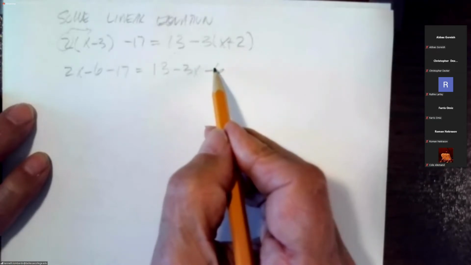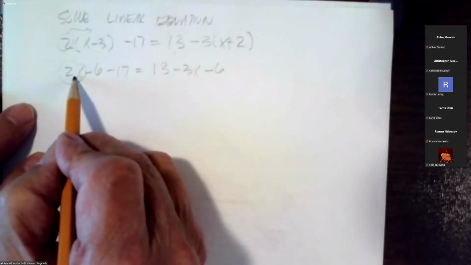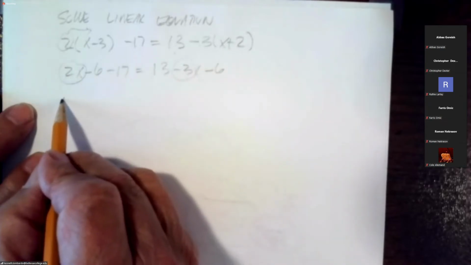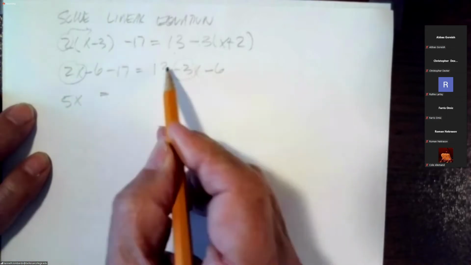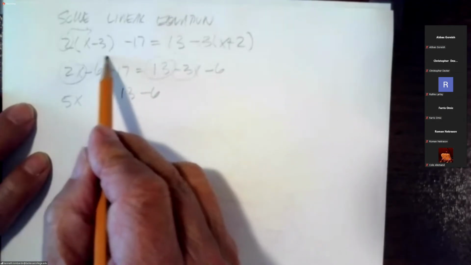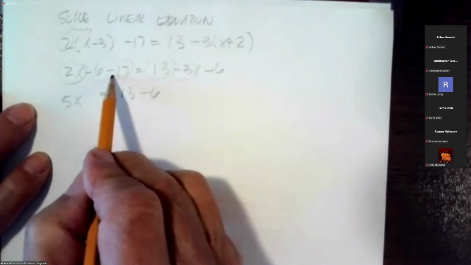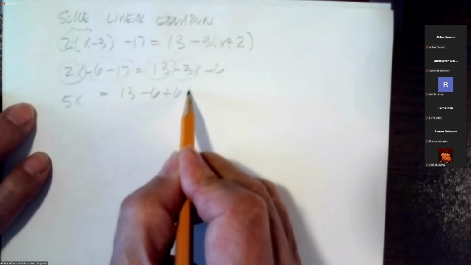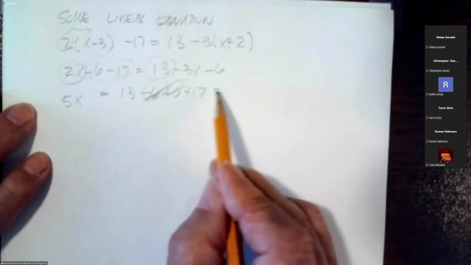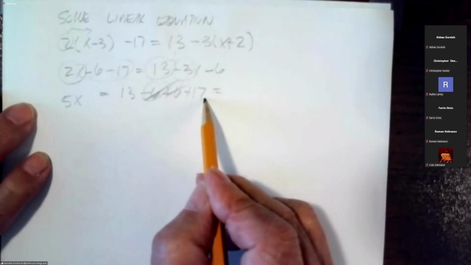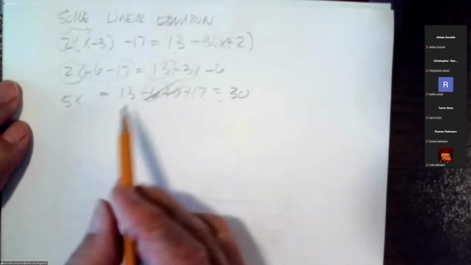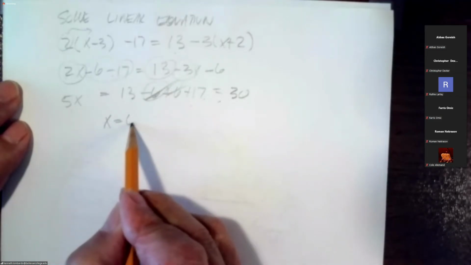Now we want to gather terms. So we'll gather our x's. We have 2x and add 3x to each side. I get 2x and 3x, that's 5x equals, on the right side, 13 minus 6. On the left side, I've got both negatives, so I'll add those to each side, plus 6 plus 17. Plus and minus 6, those are going to cancel, aren't they? 17 and 13, 17 and 10 is 27, and 3 is 30. So I've got 5x equals 30, divide through by 5, and I'll get x equals 6.